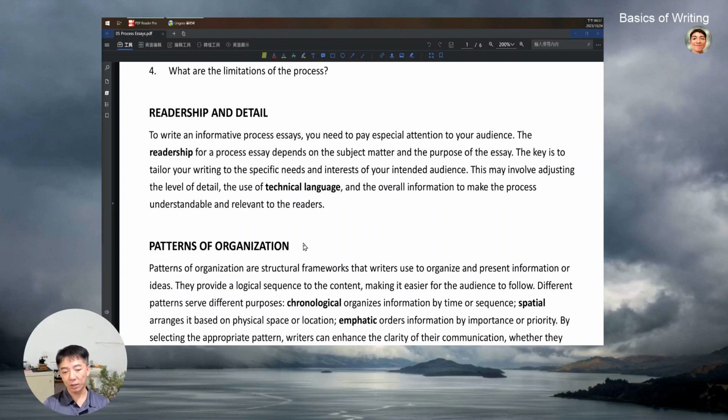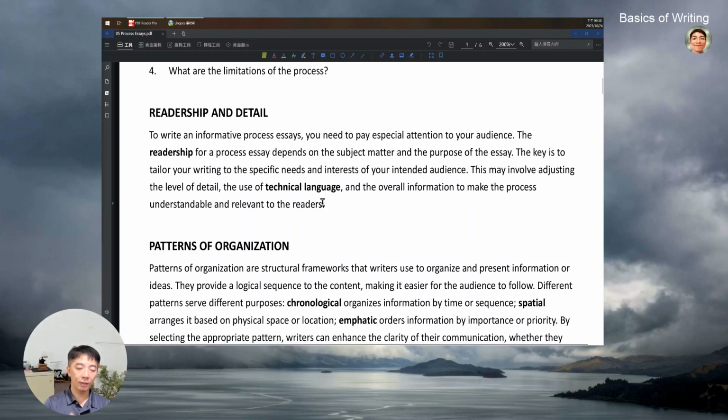But of course, if you're talking to college students or experts, now you can include some technical language. Technical language is especially used in certain fields. When you mention it, people do understand it, no problem. So when you are writing your process essay, one important factor is your audience. Who are you talking to? You have to determine this first, and then based on your audience, use your language well.